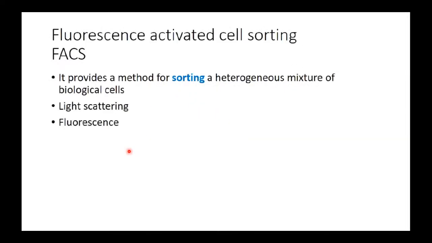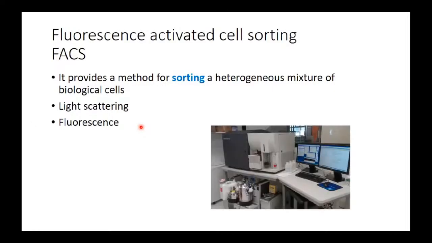FACS mechanism is not only a cell counting mechanism, but it's also a cell sorting mechanism. So it provides a method to sort a heterogeneous mixture of biological cells. It depends on light scattering, as we saw in flow cytometer, so forward scattering light and side scattering light, but it also depends on fluorescence, and it can also detect fluorescence. FACS mechanism looks like this.